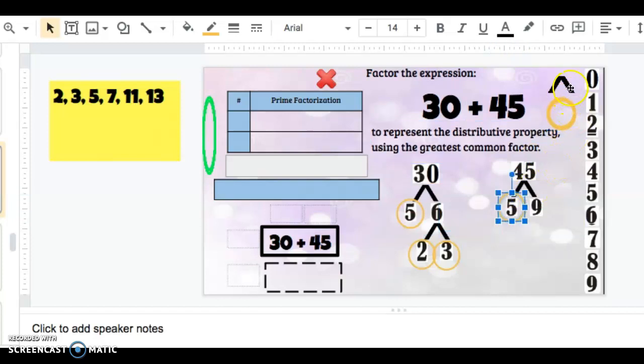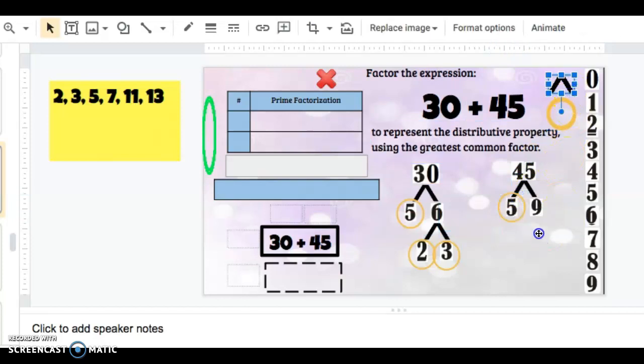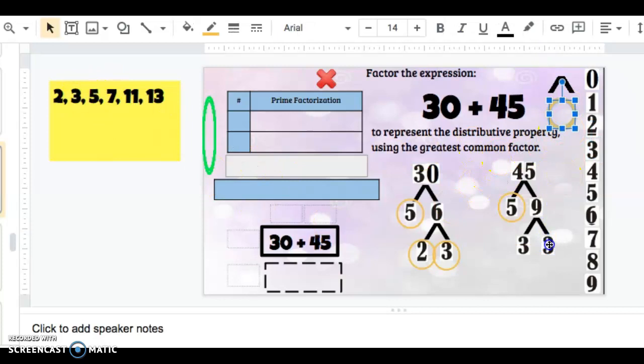Nine's not over there, so I know I can break that up. I'm thinking to myself, what times what gives me 9? 3 times 3 gives me 9. So I'm going to put 3 and 3. And 3 is over here, so I'm going to circle it, and then circle the other one. All my trees have apples, no more.